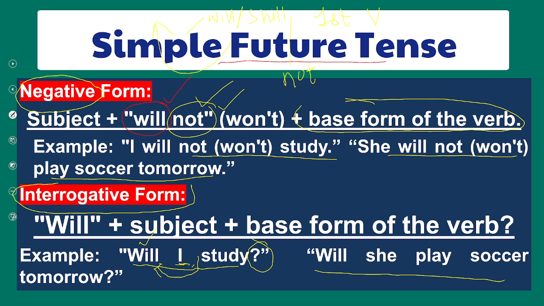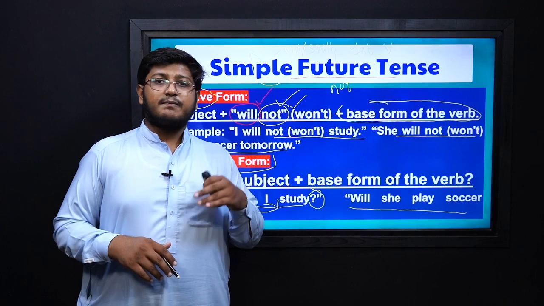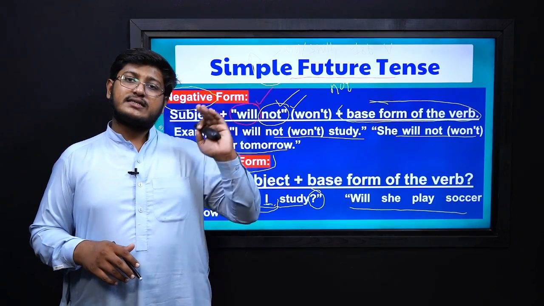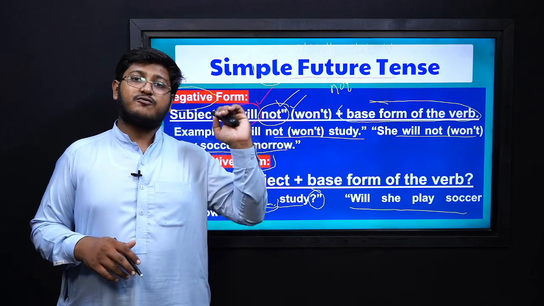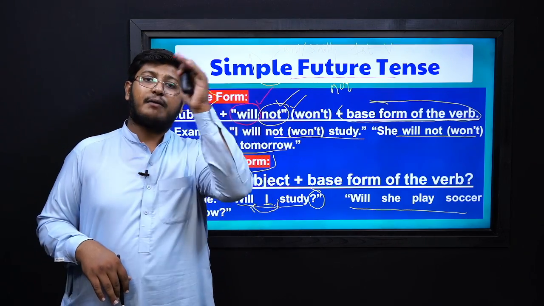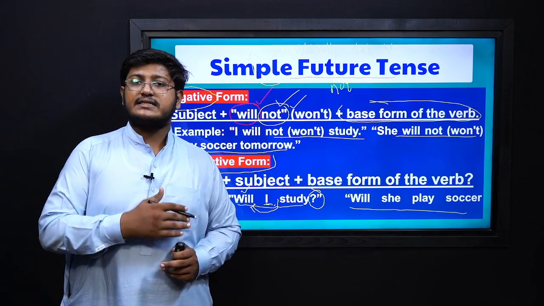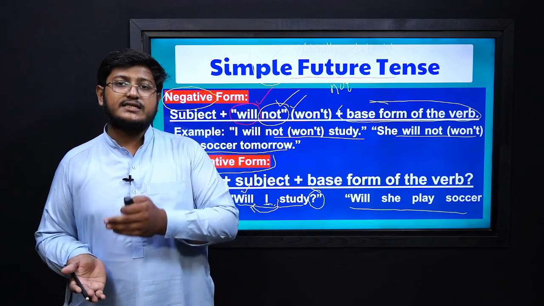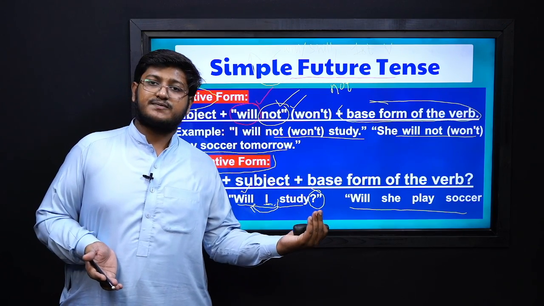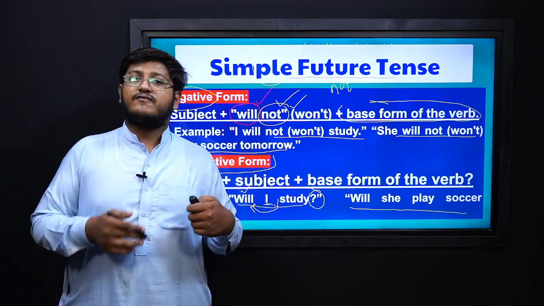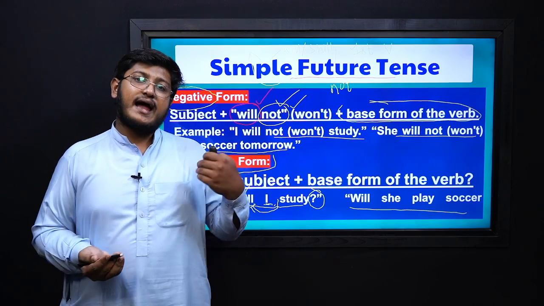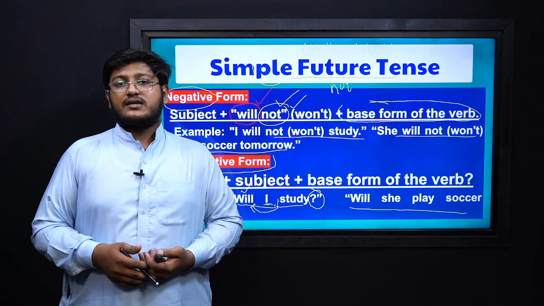So this is the basic structure. And for what purpose is the simple future tense used? The simple future tense is used to refer to such types of actions which have not happened yet and will happen in the future. So I hope you guys have understood what is simple future tense, what is the form of simple future tense, what function simple future tense performs in language, and what are the interrogative and negative forms of the simple future tense.